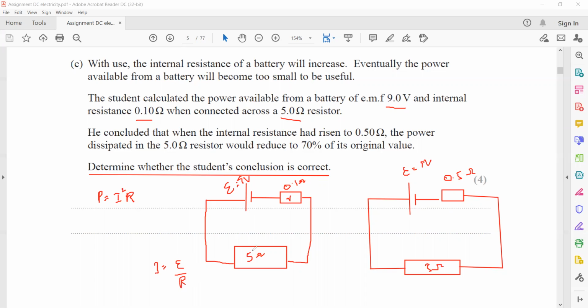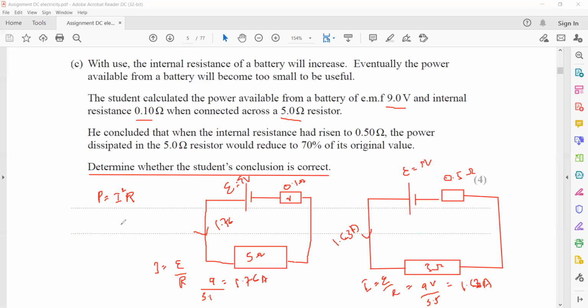We have the voltage 9, and the combined resistance is 5 plus 0.1, so it will be 5.1. 9 divided by 5.1 will give us the current, which is 1.76. So 1.76 amperes is the current in this circuit. And for the second circuit, again that will be EMF divided by combined resistance. The total voltage is 9 and the total resistance is 5.5. So 9 divided by 5.5 will give us 1.63 amperes.